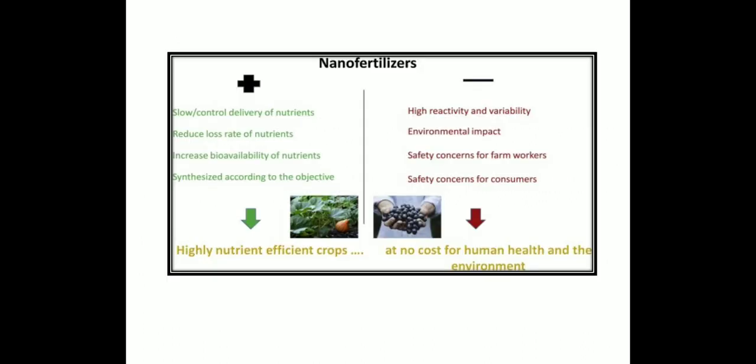The nanofertilizers have the plus and minus points, that is merits and demerits. The merits are the slow or controlled delivery of nutrients, reduced loss of nutrients, increased bioavailability of nutrients, synthesized according to the objectives, that is it gives highly nutrient efficient crop. But on the other hand, the high reactivity and variability, environmental impact, safety concerns for the farm worker, safety concerns for the consumers, and finally, a concern for the human health and the environment.